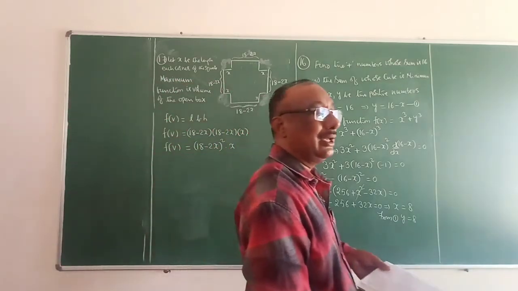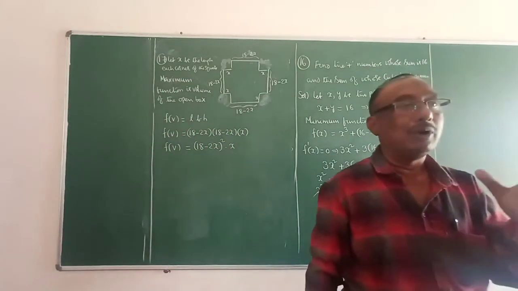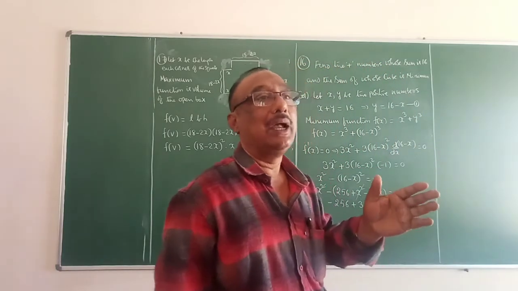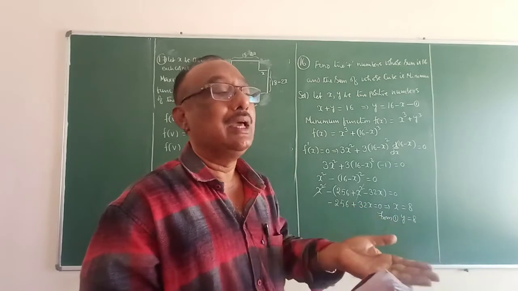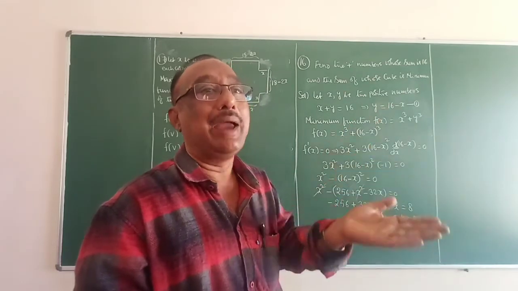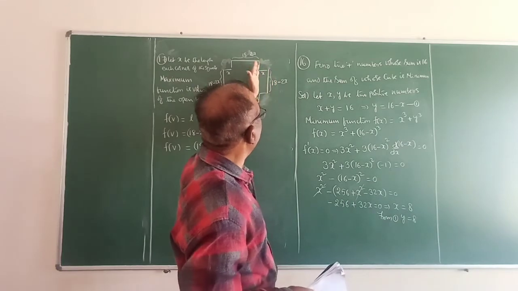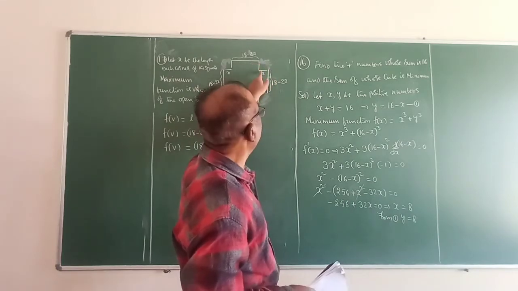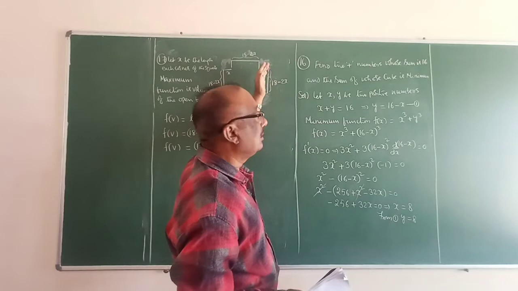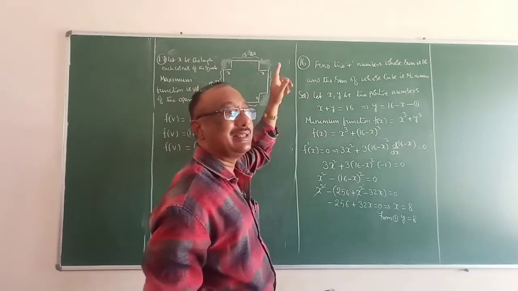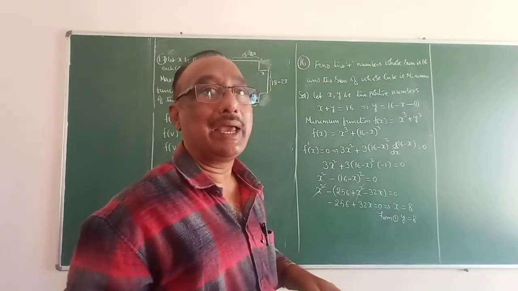Once again, see: everyone can prepare one, take square paper, cut each corner and make it an open box. The height will be the same x, because the cut part is x. When we fold this part up, the height will become x. Therefore the height is x.